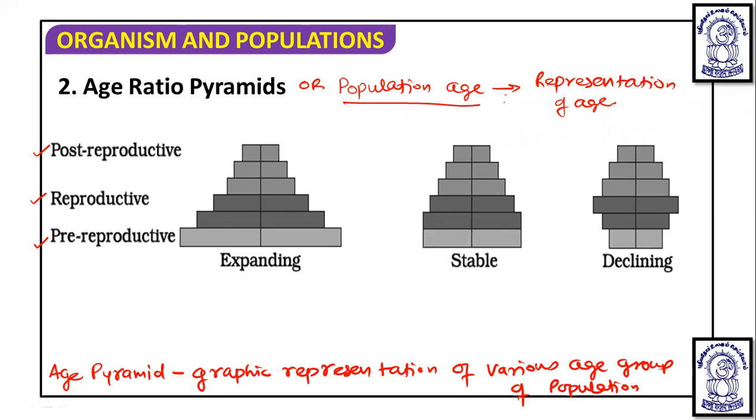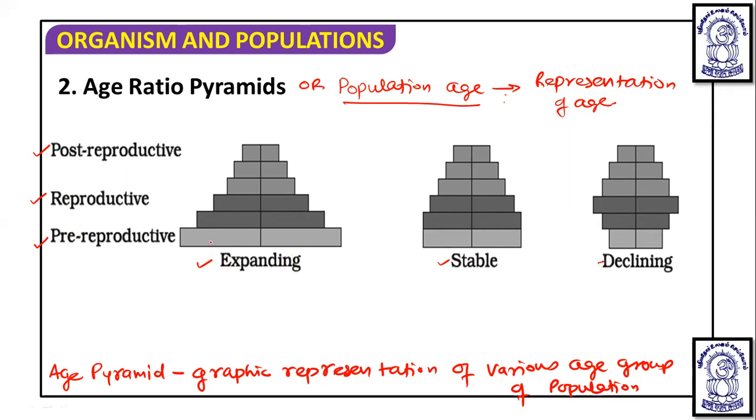And if we see in human population, the age pyramid generally shows the age distribution of male and female in a combined diagram. The shape of the pyramid reflects the growth status of the population. And here you can see three types of population are shown. One is expanding, one is stable, and one is declining.